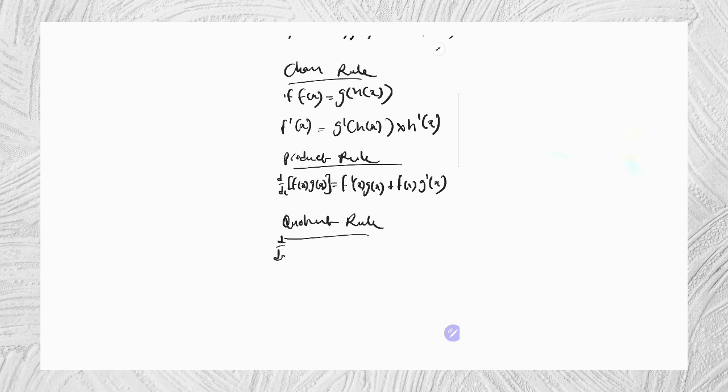Now for quotient rule, d dx of f of x divided by g of x will give you the differentiation of f of x times g of x minus f of x times differentiation of g of x, divided by g of x squared, where g of x is not equal to 0.